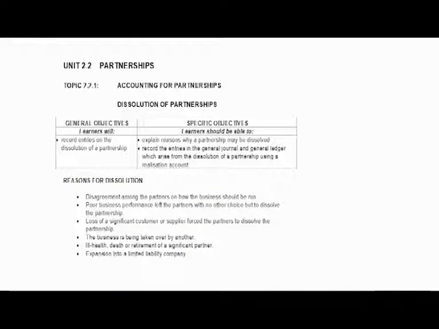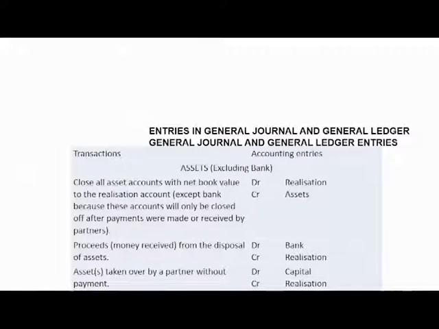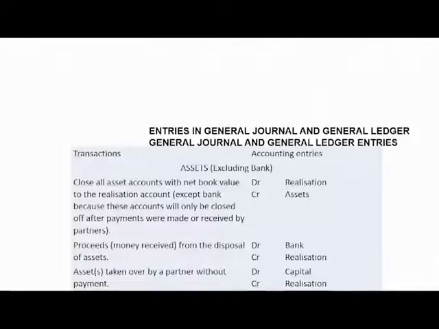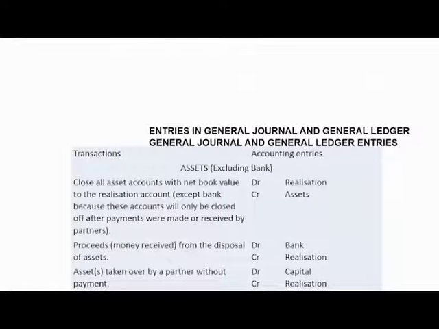This is partnership dissolution. When we are going to dissolve, we are destroying. We want to end our partnership agreement. What happens? The bank is the only one which is going to remain. Otherwise, all the accounts are going to be closed. So close all assets except for bank.